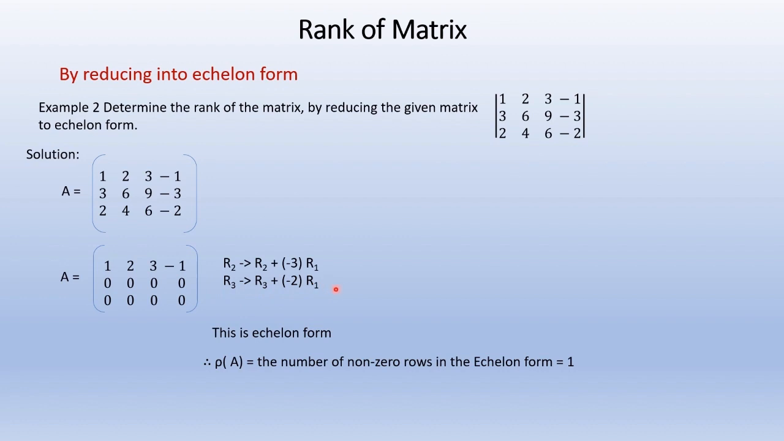Similarly, R3 is transformed by adding minus 2 times R1. 2 plus minus 2 times 1 is 0, 4 plus minus 2 times 2 is 0, 6 plus minus 2 times 3 is 0, minus 2 plus minus 2 times minus 1 is 0. This is echelon form. The rank of this matrix is the number of non-zero rows, which is 1.